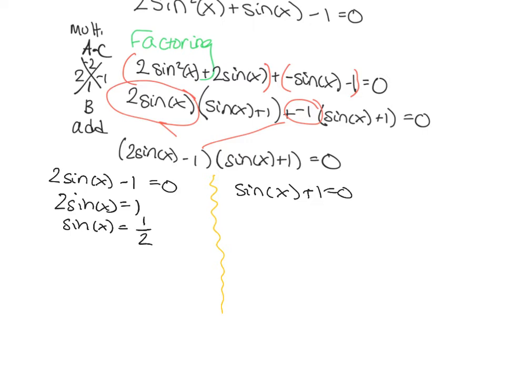I have to get x by itself, so I need to take the sine inverse of both sides. So x is equal to sine inverse of 1/2, or at what angle is the y value 1/2? And for us, that is going to give that x is equal to pi over 6 and 5 pi over 6. So that's going to be our left side.